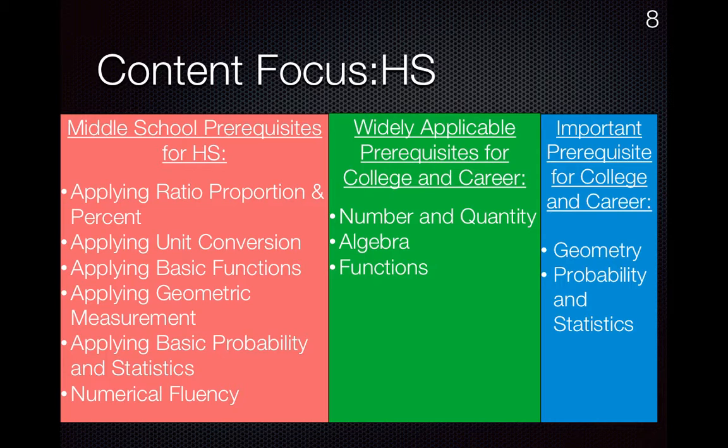Number and quantity, algebra and functions are the most widely applicable for college majors and careers. And then geometry, probability, and statistics are pretty important. They're pretty important for majors and careers. Now, before we can get to that, however, we have some prerequisites. So these are the concepts that are really, really important for students to be able to understand and apply to be able to work at the high school level.